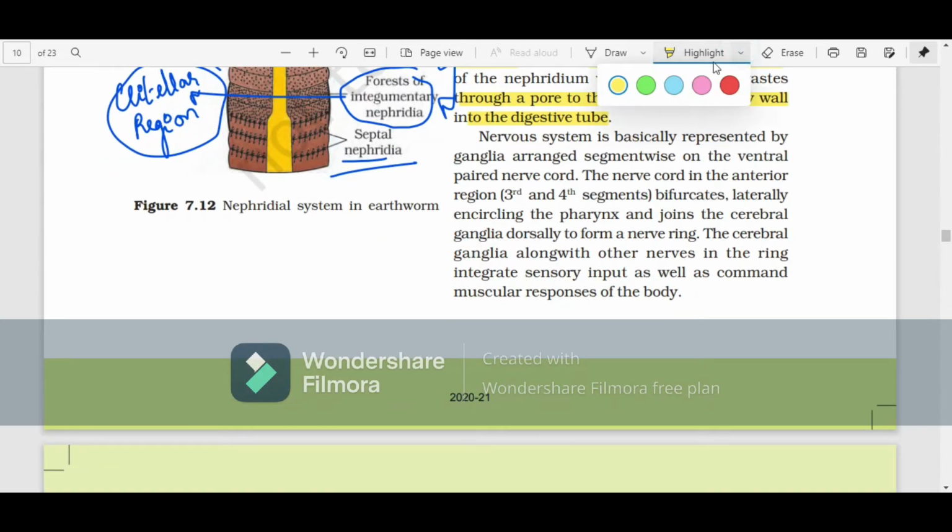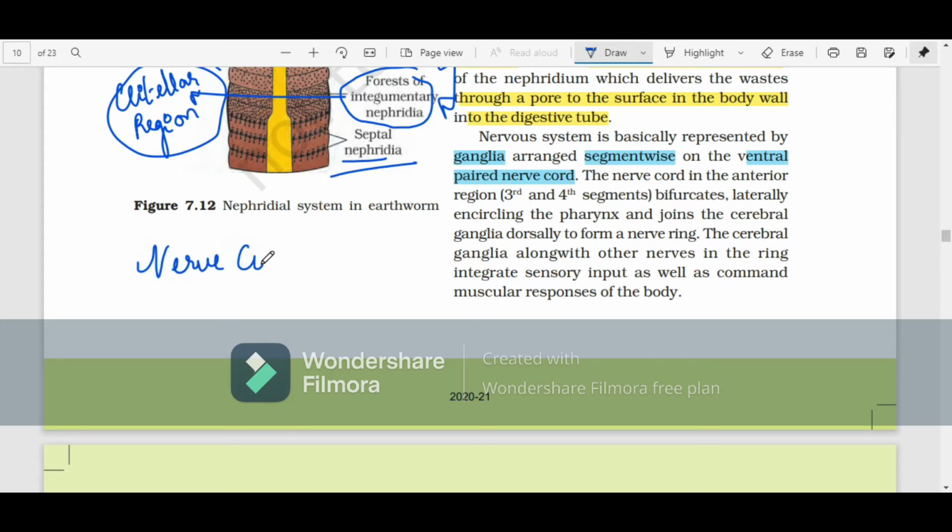Now, nervous system. Nervous system is basically represented by ganglia. Just like the excretory system by nephridia, the nervous system is by ganglia, arranged segment-wise on the ventral paired nerve cord. Is this nerve cord dorsal or ventral? It's ventral. Is it double or single? It's double. And is it hollow or solid? It's solid. These three are important.